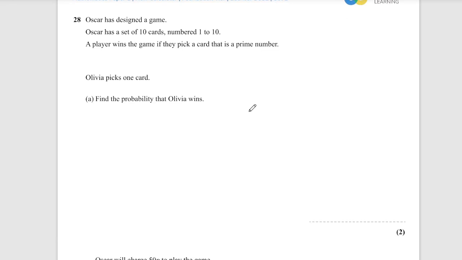Okay, 28. Oscar has designed a game. Oscar has a set of 10 cards numbered 1 to 10. A player wins if they pick a card that is a prime number. Olivia picks one card. Find the probability that Olivia wins. So the prime numbers between 1 and 10. We've got 2, 3, 4's not, 5 is, 6 isn't, 7 is, 8 isn't, 9 isn't, 10 isn't. So we've got 1, 2, 3, 4 prime numbers, and then we've actually got 10 numbers. So I would go for 2/5.